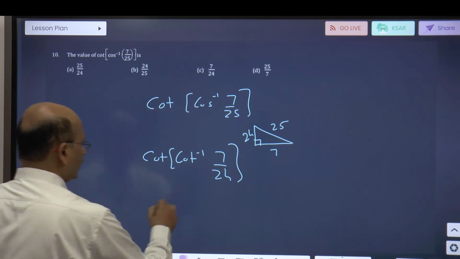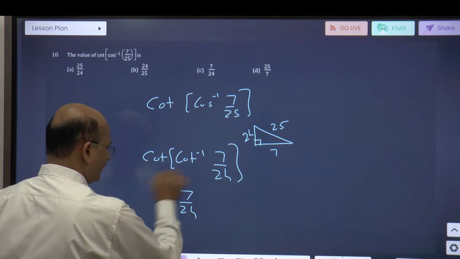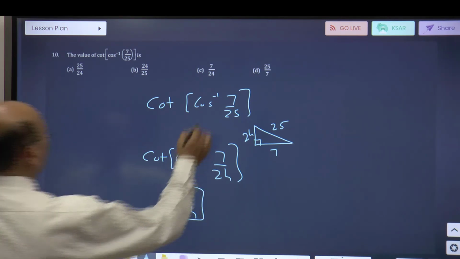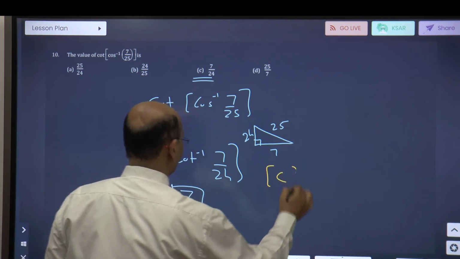So I got the working done. So cot of cot inverse gets out. So 7 upon 24. Compatible. Just check if any answer is there. 7 upon 24. C. Oh, lovely. C is the answer there. So C is the answer.